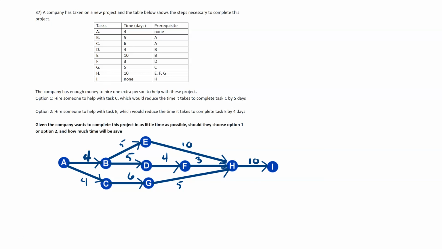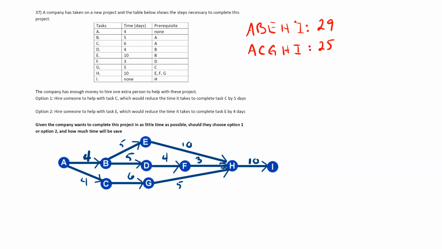So which one of those is going to be better for us? We really need to understand what is the critical path through this graph. Let's map out each of those paths. So we're going A to B to E to H to I. The second path we need to evaluate is from A to C to G to H to I. Let's look at the weight of each of those paths. First one, we've got 4 plus 5 is 9, plus 10 is 19, plus 10 is 29. The second one is 4 plus 6 is 10, plus 5 is 15, plus 10 is 25.